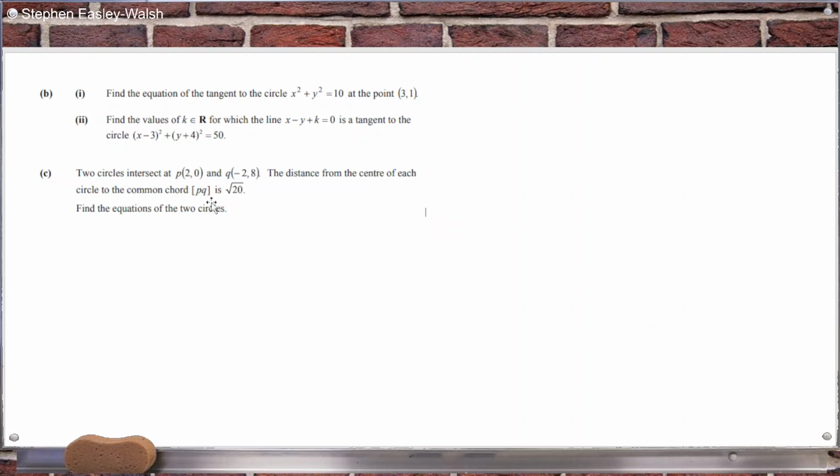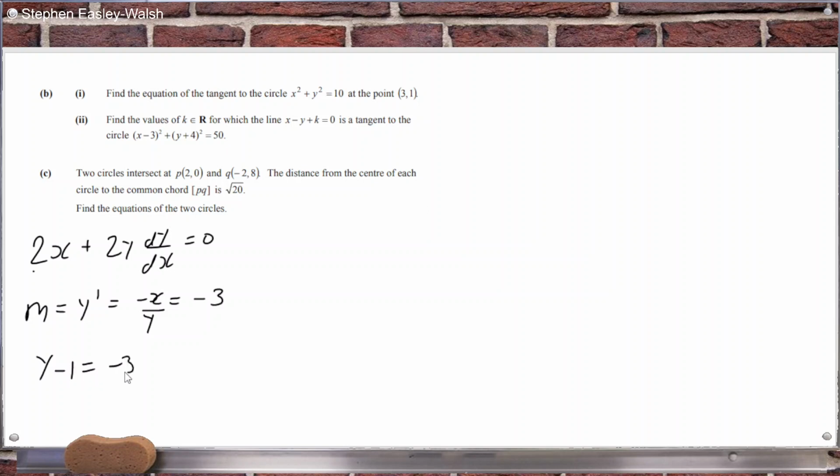Alright, find the equation of the tangent of the circle at the point (3, 1). Let's differentiate. So that's 2x plus 2y dy/dx equals 0. So that means the slope, which is the derivative dy/dx, will be minus x over y, which will be minus 3 over 1. And then the equation is y minus y1 equals m times (x minus x1).